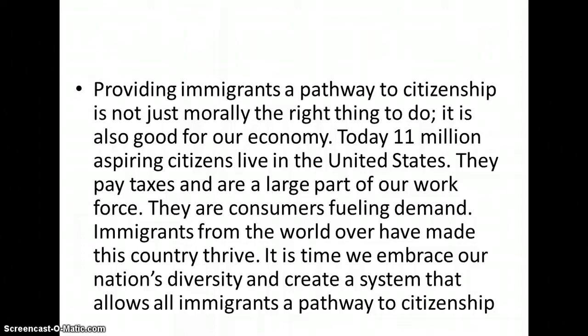The first sentence would be logical thought. They pay taxes and are a large part of our workforce, logical thought. They are consumers fueling demand. Immigrants from around the world have made this country thrive. It is time that we embrace our nation's diversity and create a system that allows all immigrants a pathway to citizenship. Technically, that last sentence could maybe fall under pathos.